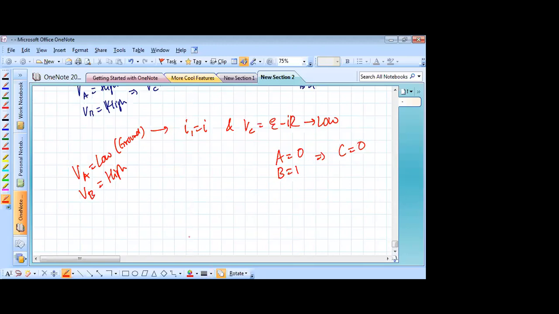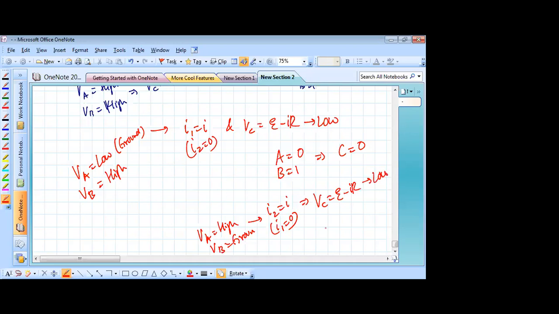Okay. Similarly, if I had VA as high but VB as ground, that would correspond to I2 becoming equal to I, and I1 would be 0. Here the current in the first diode is 0, but the current in the second diode is the current here, and that would implement the same thing, that VC is E minus IR, so it is low. So this would correspond to A being 1 but B being 0, giving us the value C still as 0.